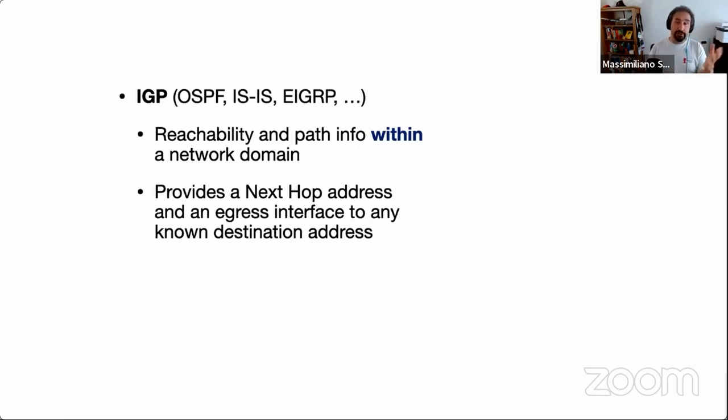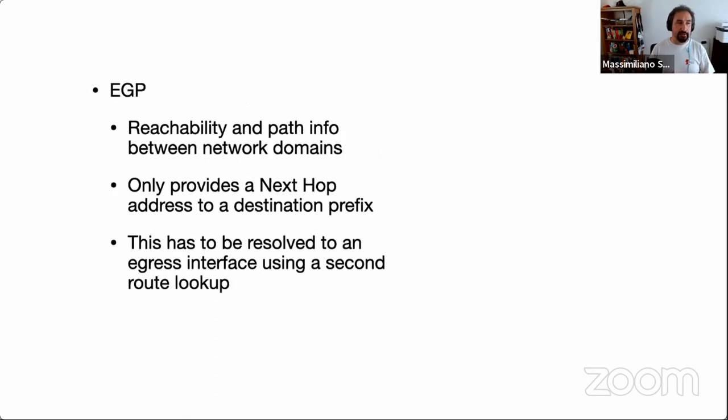An IGP gives us reachability and path information within a network domain. So it's normally used as a base to redistribute all the notions about each and every single link inside a network, inside an autonomous system. So in the case of OSPF, on each node you have the knowledge of all the other interconnections of the other nodes. While the difference with an EGP is that it just gives us reachability between different network domains, but it's less detailed than what we see with an IGP.